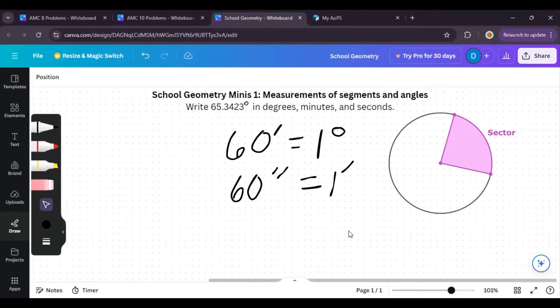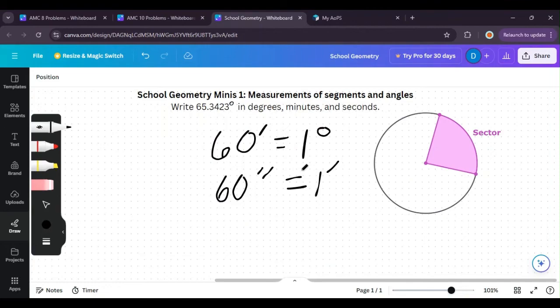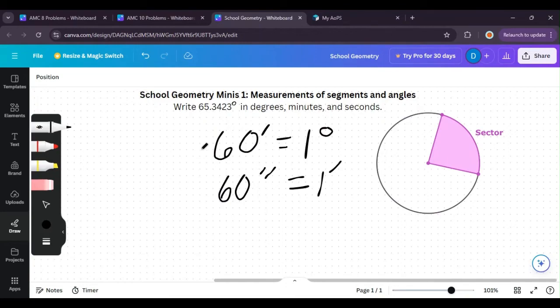It says write 65.3423 degrees in degrees, minutes, and seconds. So once again, we do have the conversion rates right here. Another thing I wanted to mention earlier is to imagine 1 degree as 1 hour, because in a regular hour there's 60 minutes, and in each minute there's 60 seconds. Okay, so once we've got that down, we can solve it. But first, I want you to pause the video and try to do it by yourself before we go over the solution. So you've done it, that's great. Now we'll go over the solution.